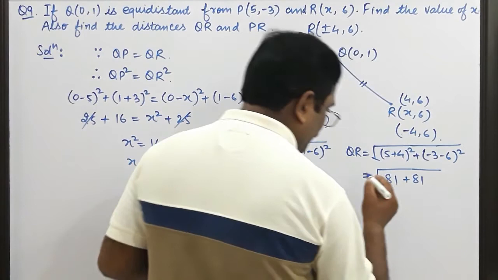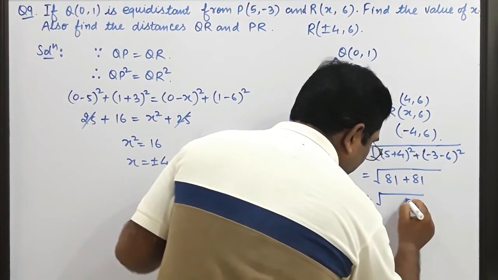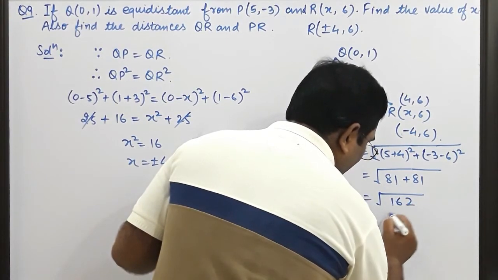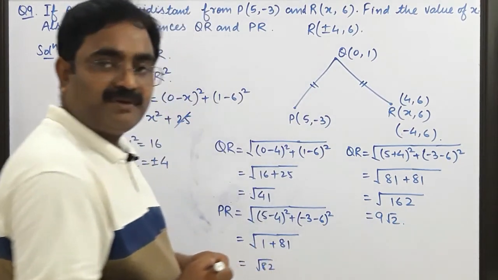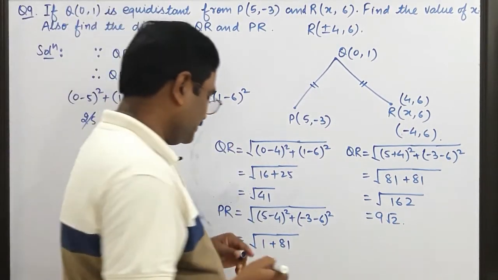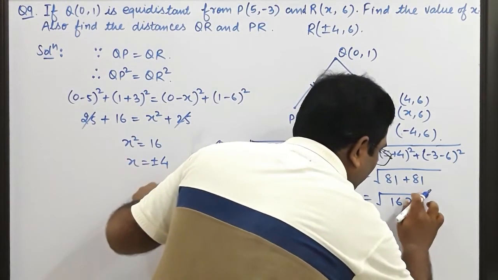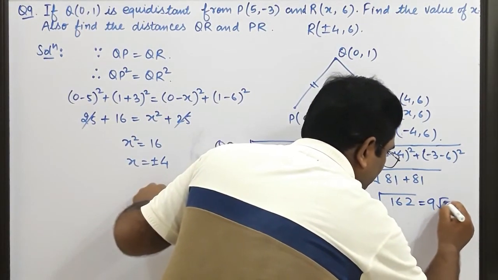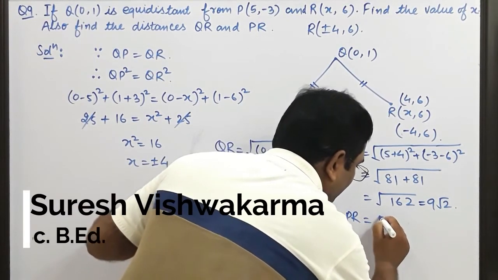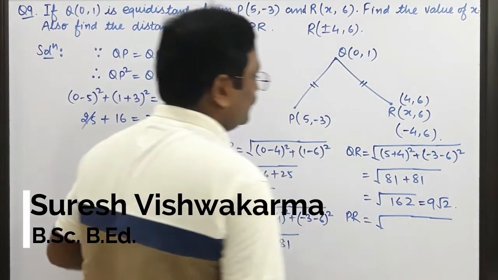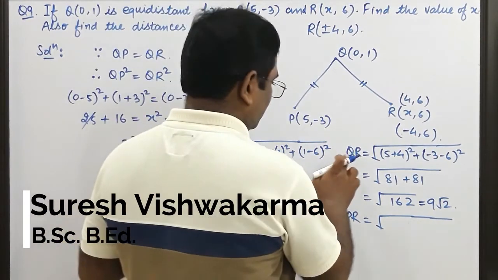That is equal to 81 plus 81, which is 9 under root 2, right? It is the value of PR. So find the measure of QR also. तो QR की मेजर फाइंड करते हैं. Sorry, this was the PR.